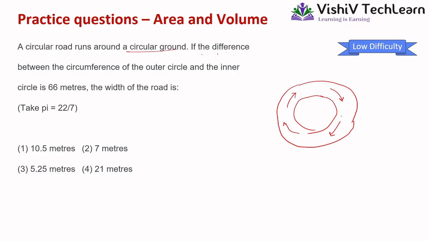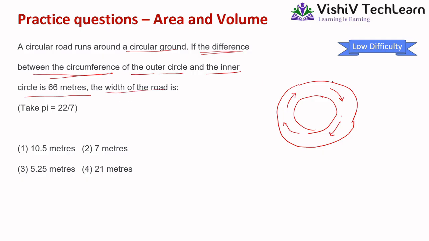Okay, now this condition is very important: if the difference between the circumference of the outer circle and the inner circle is 66 meters, then what is the width of the road?